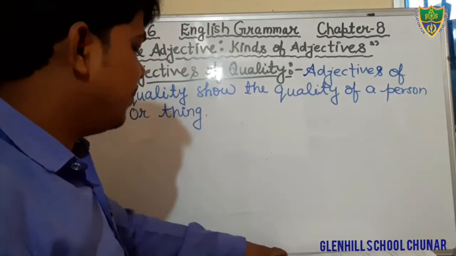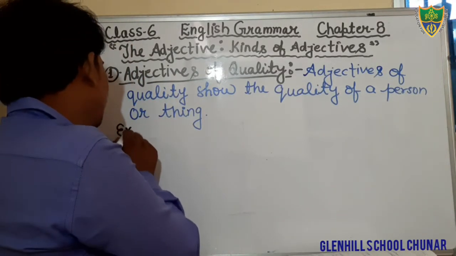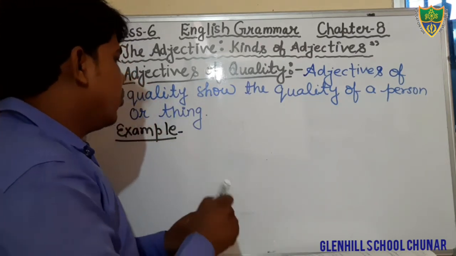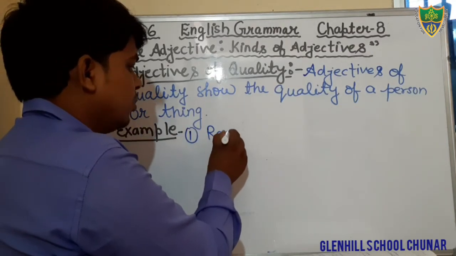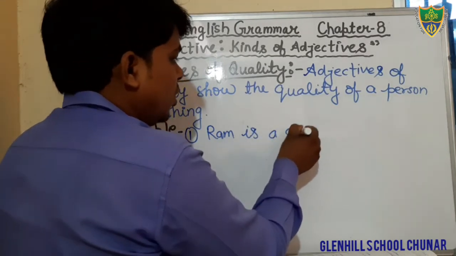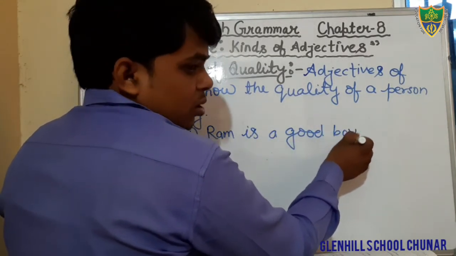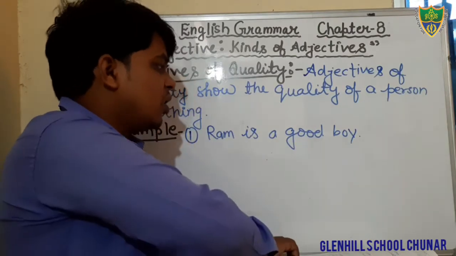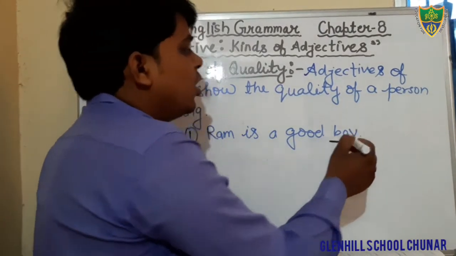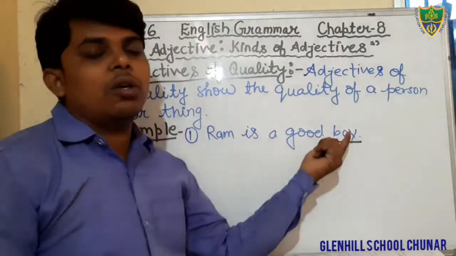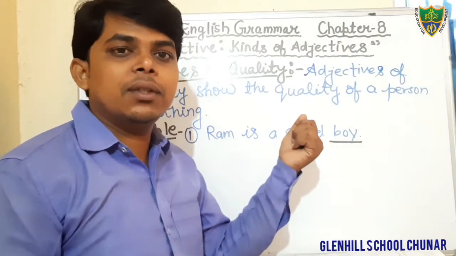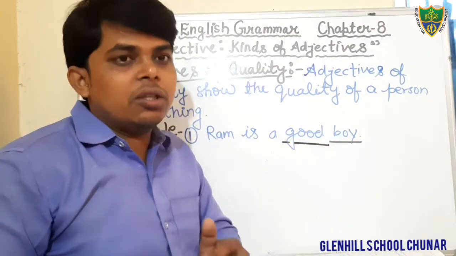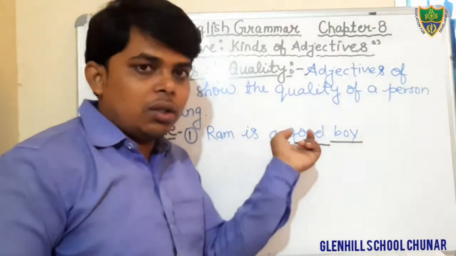Okay, students, for example, we can see. Example, you also write: Ram is a good boy. Okay, students, in this sentence, what is the noun? Boy. Good. And what is the quality of this boy? Boy is a person. And what is the quality of that boy? That is good. So here in this sentence, what is the adjective of quality? That is good.